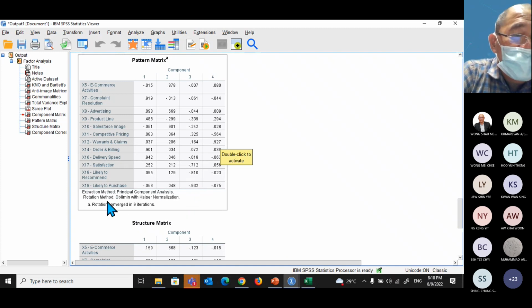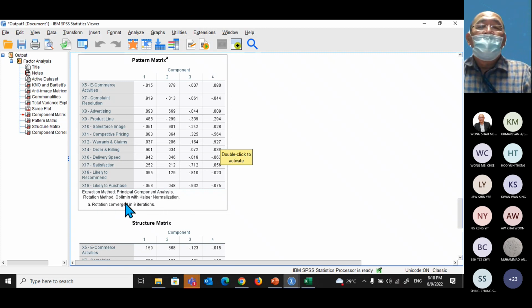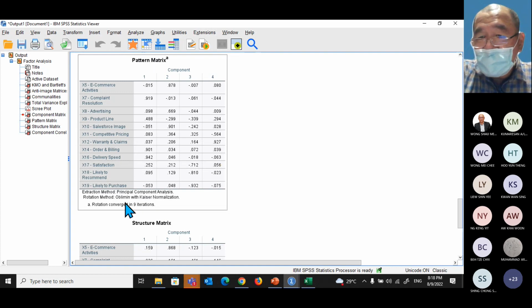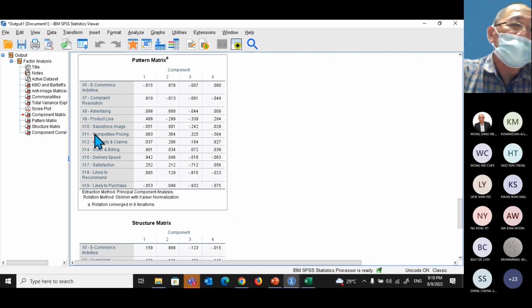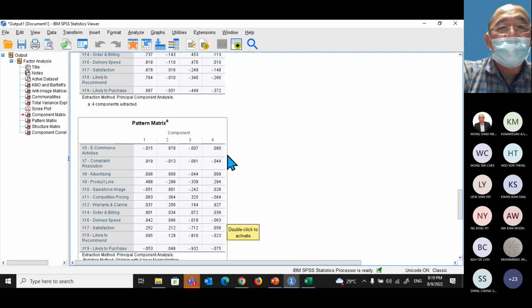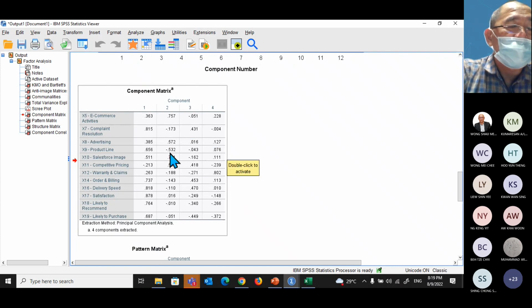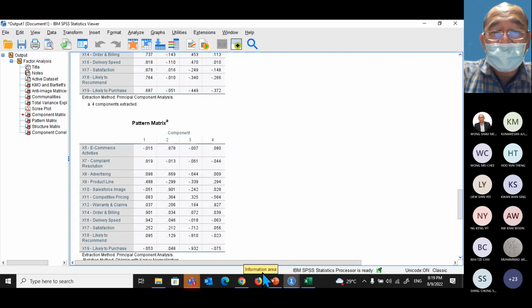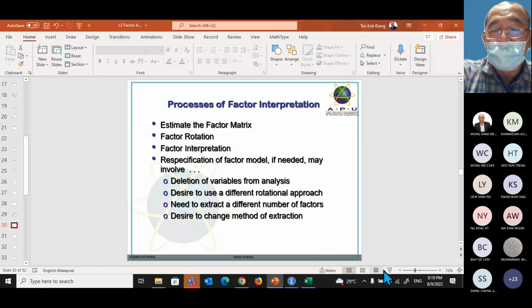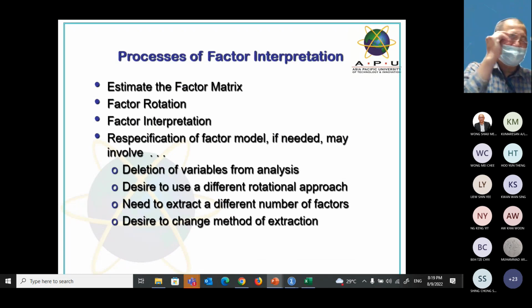Can you see the mention of Kaiser normalization? This is a method. In SPSS they call it the pattern matrix. This one is not easy to see before, but after rotation it is very easy. Any questions, please?